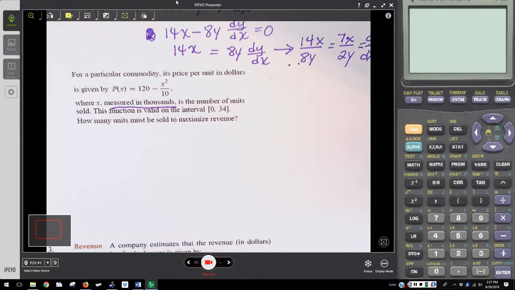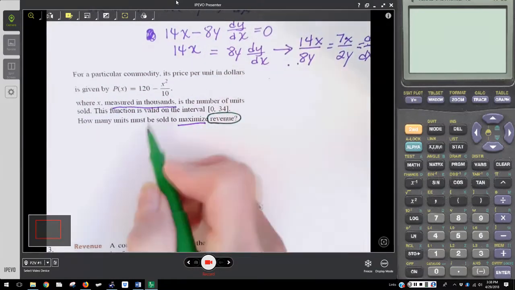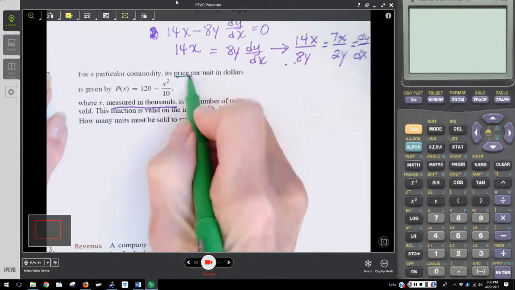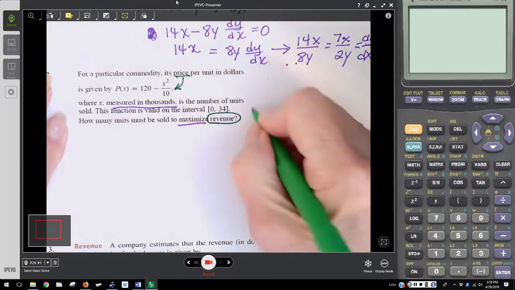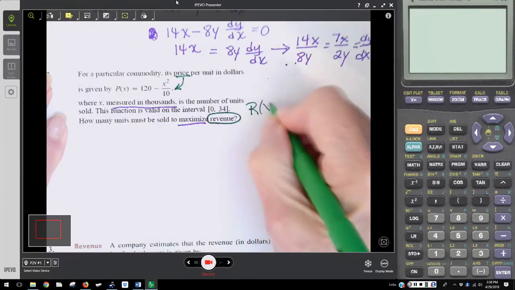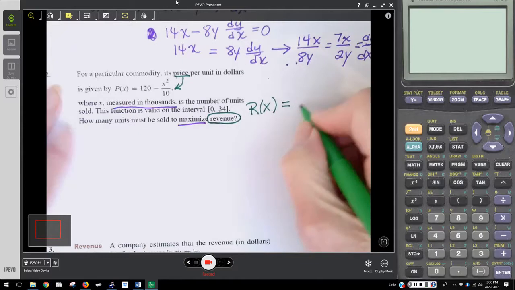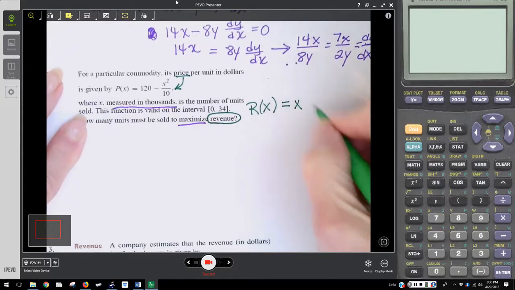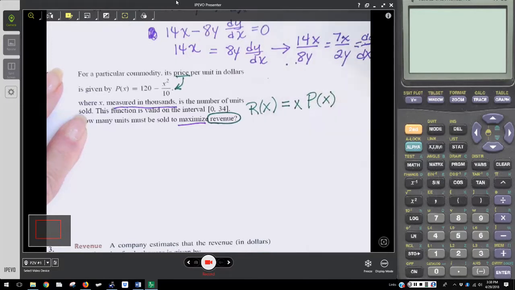Well, anytime you're going to do a maximization problem, you know that you're going to have a derivative. But the thing that you need to pay most attention to here is that it says maximize revenue. This is not revenue. This is price. The way that you find revenue, which is R of x, is you set it equal to the number of units in thousands that you sell times the price of x thousand units.